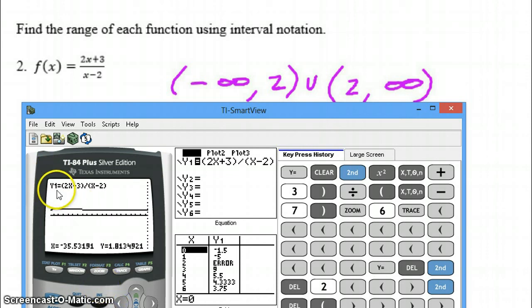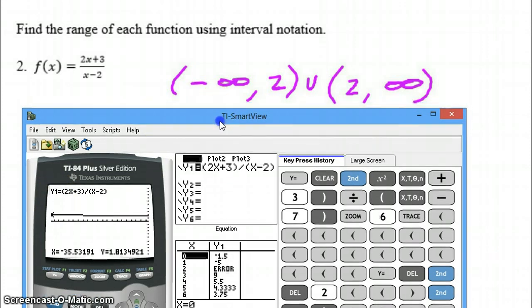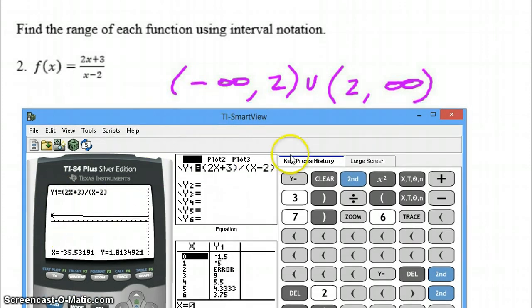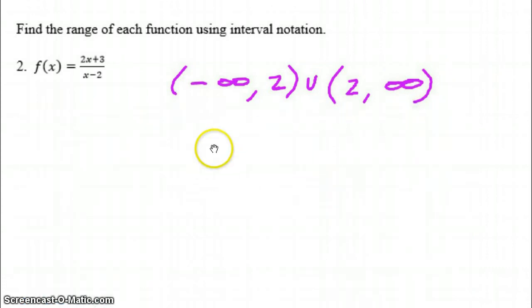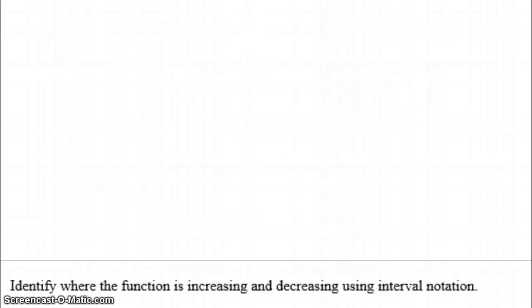In fact, if I were to plug in 2 for my y value and try to solve for x, I would end up with a statement that doesn't make any sense, and I would have to exclude 2 from my range of values. So our range of values expands from negative infinity to 2, then 2 to positive infinity, not including that 2. Let's see what's going on with problem number 3 here.